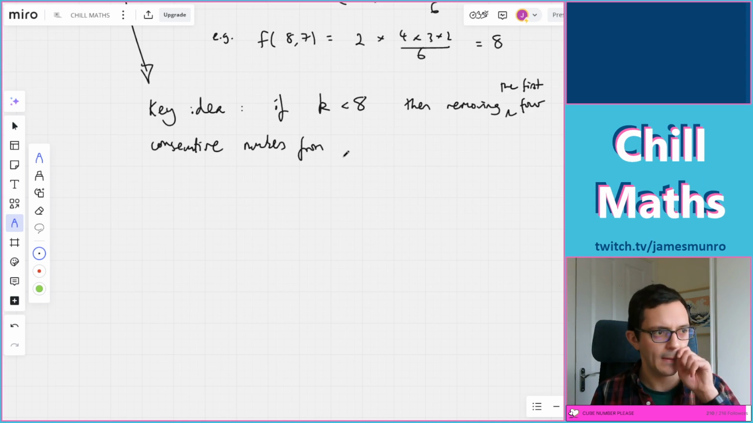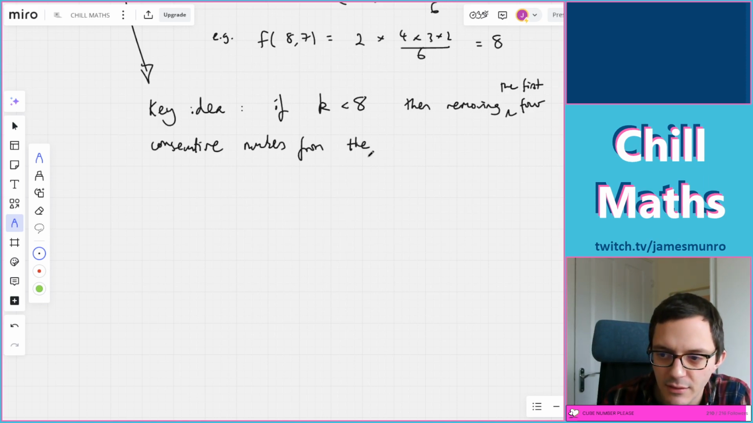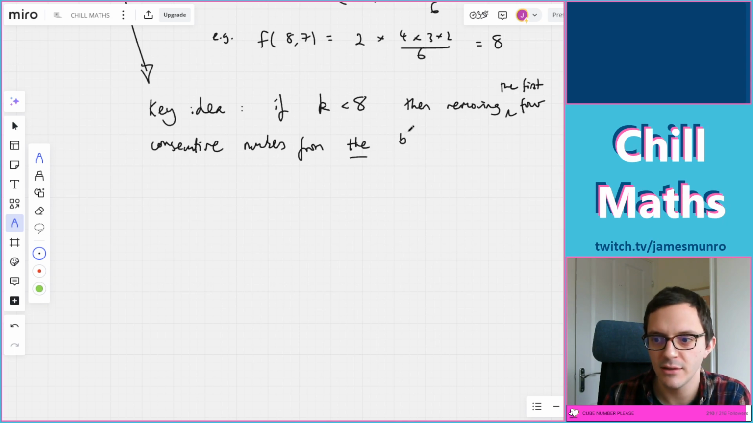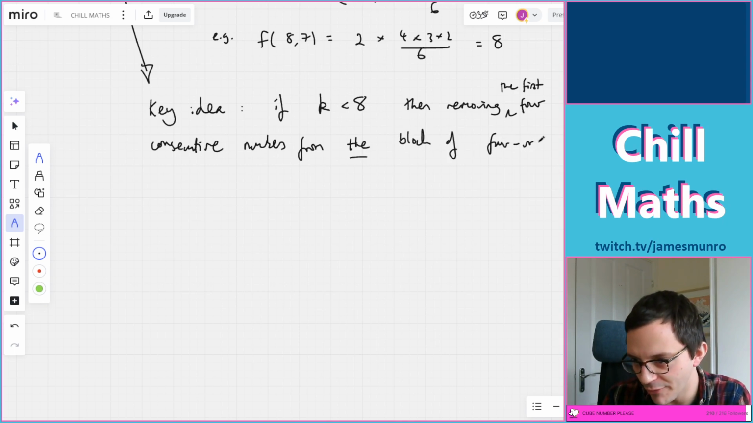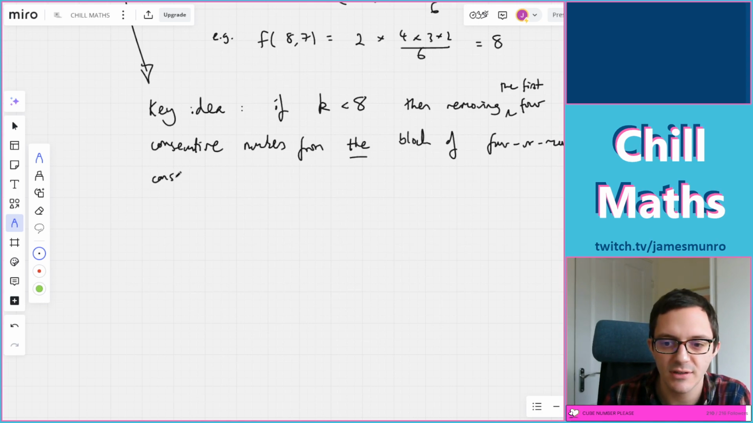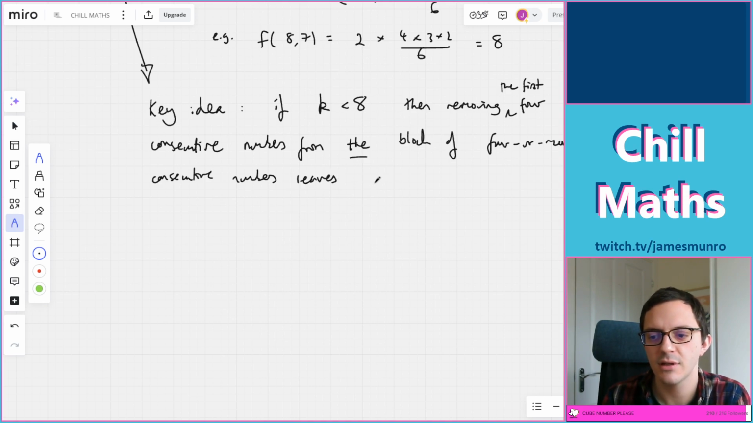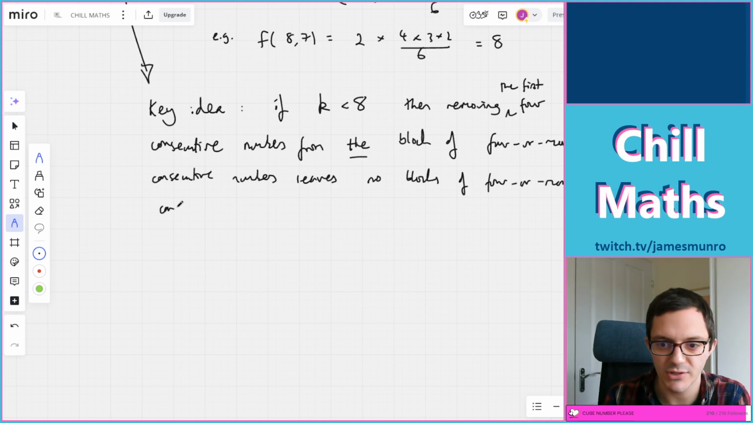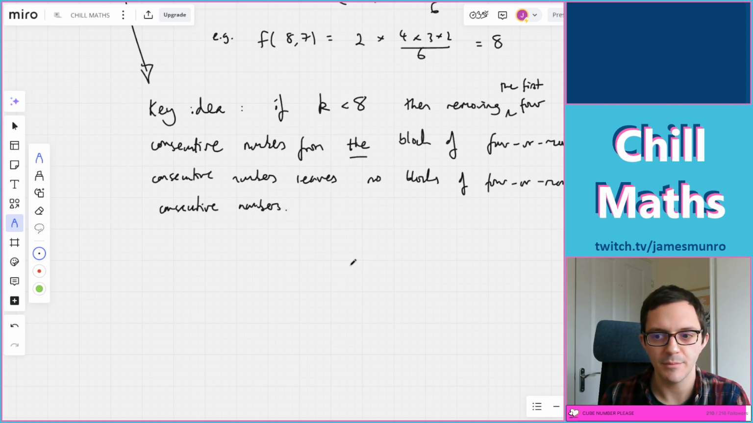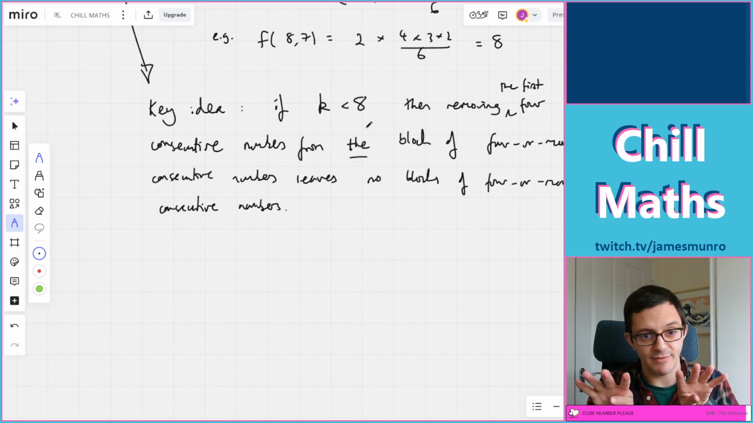from the, I'm going to justify that in a second, from the block of 4 or more consecutive numbers, leaves no blocks of 4 or more consecutive numbers. If k is less than 8, then you don't run into this position of having two separate large blocks, which was a problem for our counting method last week.